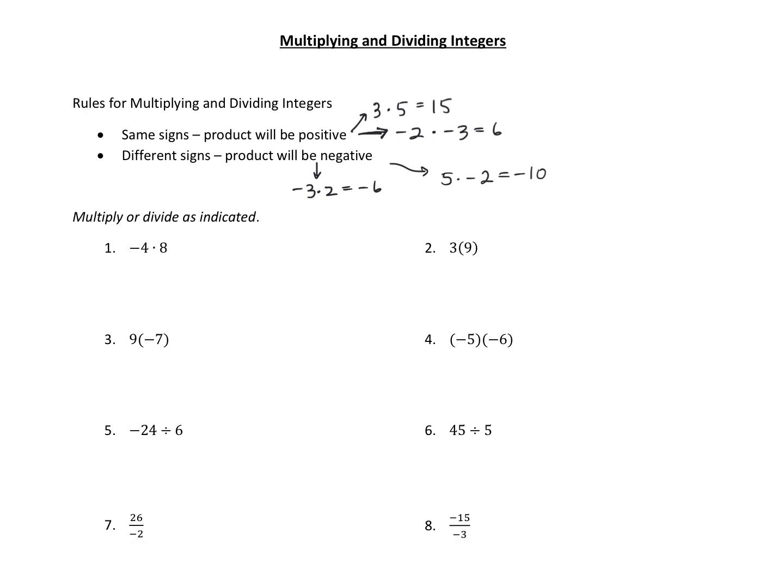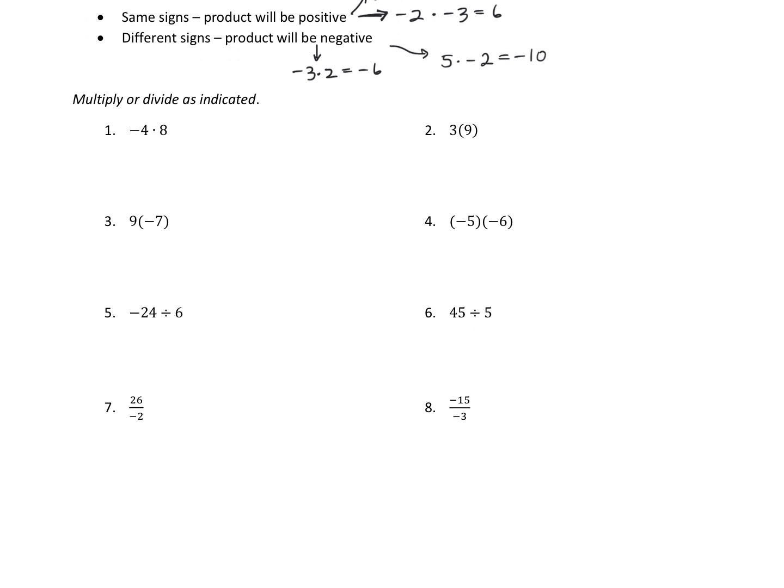Okay, so let's see some examples. So again, multiplication, division, same signs positive, different signs negative. So number 1, we've got different signs, so it's going to be negative, and then you just multiply like normal. So 4 times 8, 32. So -32. Number 2, 3 times 9, both positive, so it'll stay positive, 27.